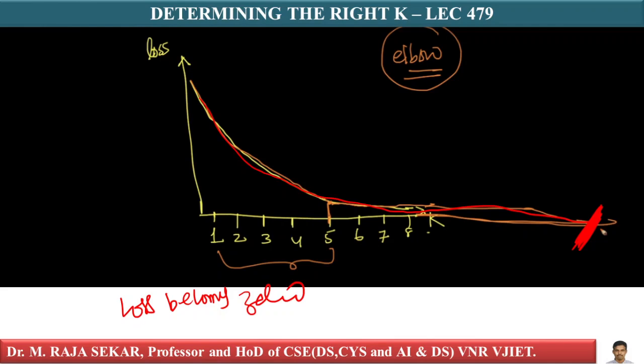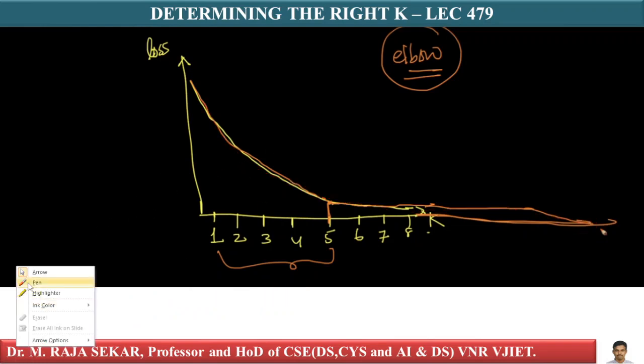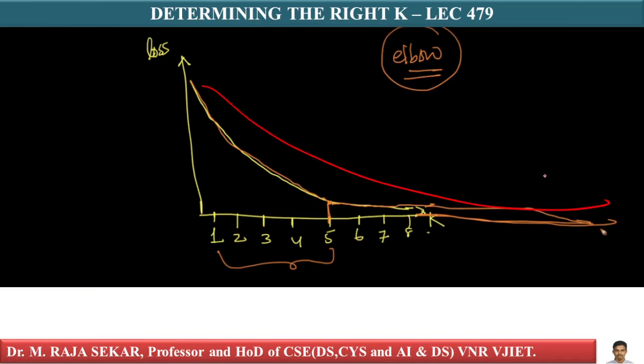The plot looks like this as k increases. Just observe this one: as k increases, your loss will decrease. Eventually, the reduction in loss will drop dramatically.